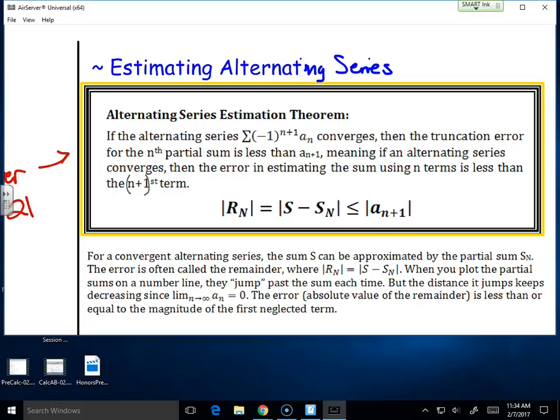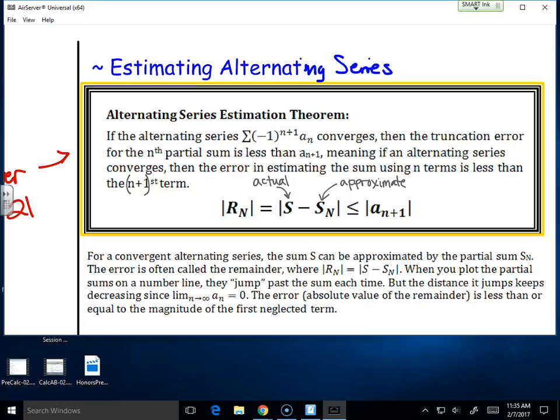What does R stand for? Remainder. How do you find the remainder? Take the actual minus the approximate. So instead of the infinite sum, the sum of a finite number of terms, the actual minus the approximate will be less than or equal to the next term. So if you find the sixth partial sum, the error will be less than the seventh term.